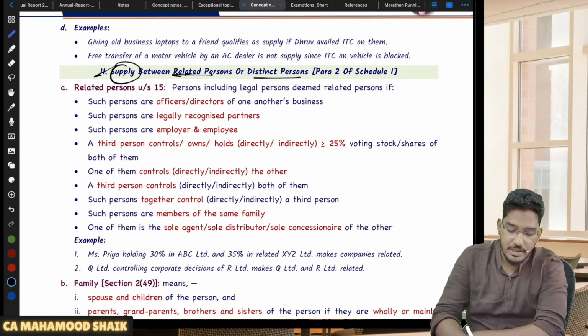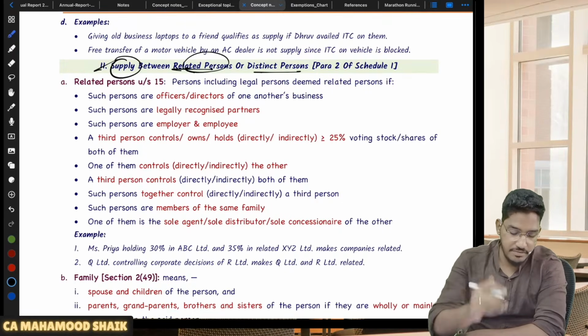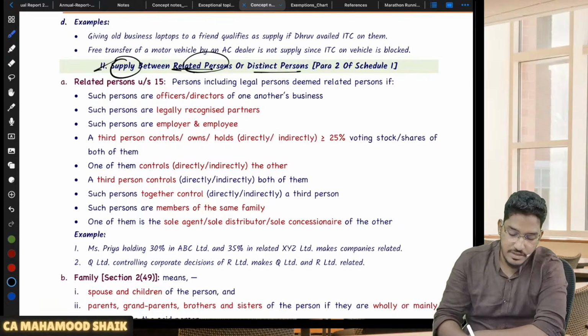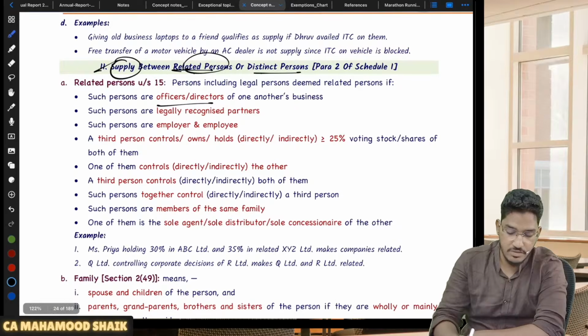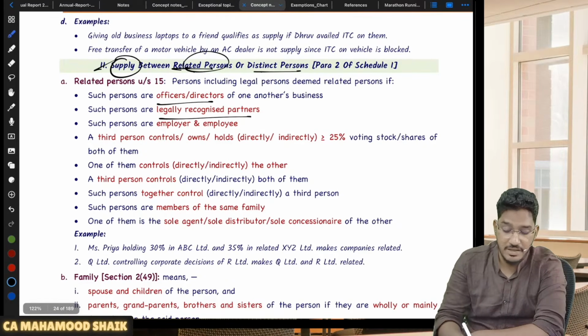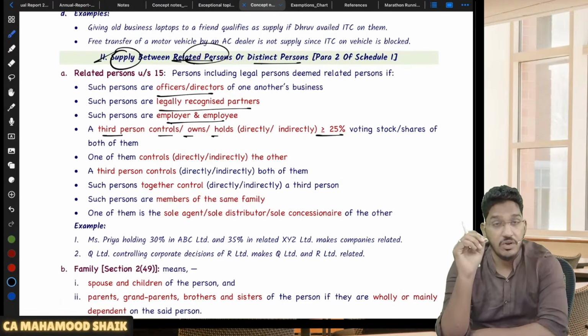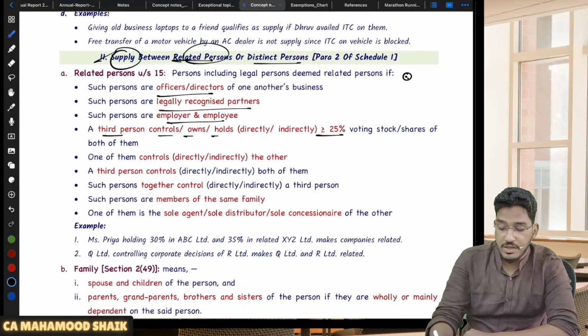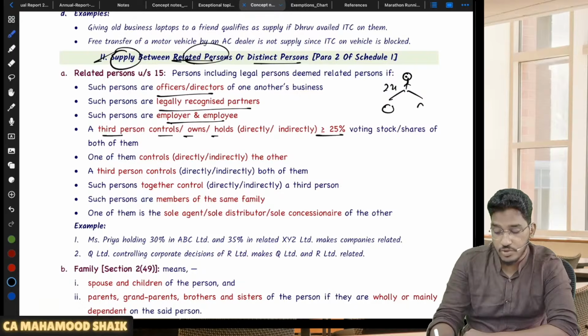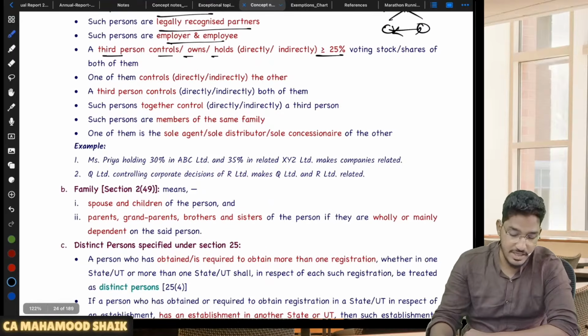First of all, who is a related person? They have given the definition here. This related person definition you have to remember. If they are officers or directors of one another's business, then they will be deemed to be related persons. They are legally recognized partners, employer and employee, and a third person controls, owns or holds greater than or equal to 25% of the voting stock or shares of both of them. So if there is a third person controlling greater than or equal to 25% of voting stock or shares in 2 entities, then that too will be considered as related.